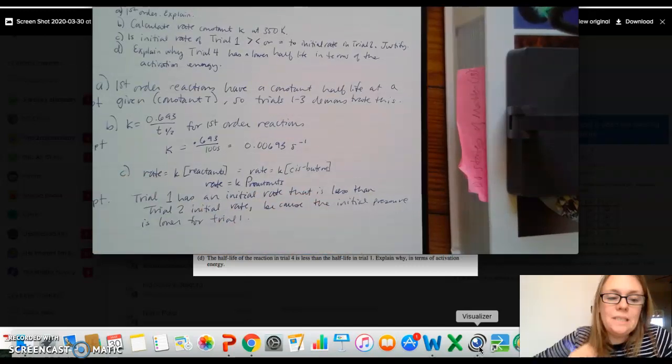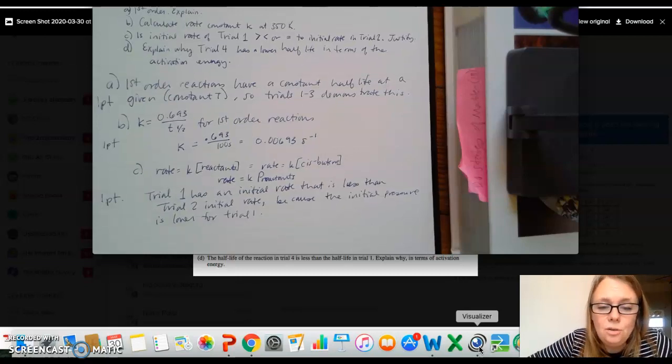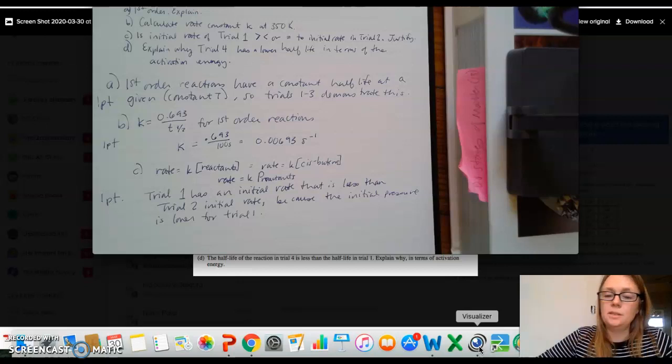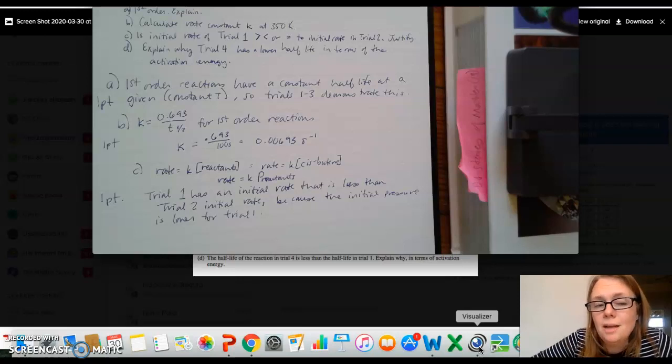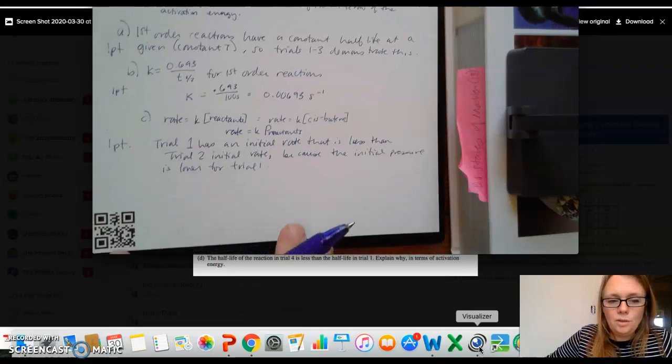Okay, so to get the 1 point for part C, you needed to reference the initial pressures and say that trial 1 would have a lower initial rate than trial 2 because the pressure is lower. You could have used the given data and calculated the concentration, but it's not necessary. But that's another way that you could have gotten that point as well.